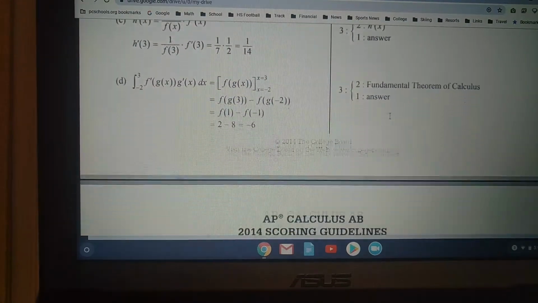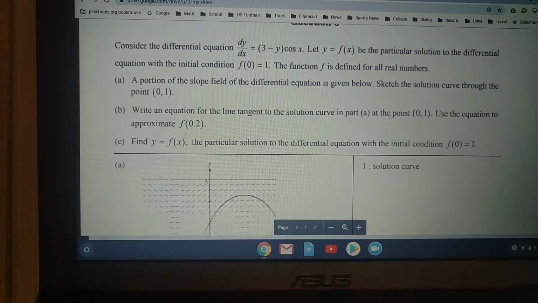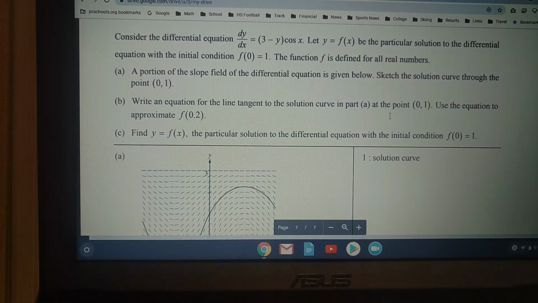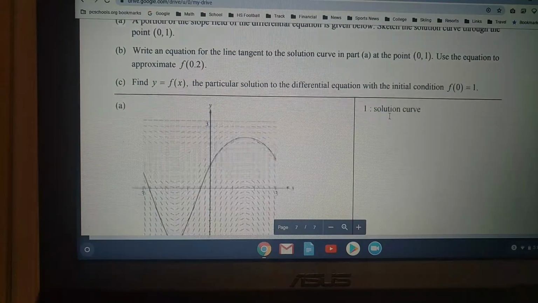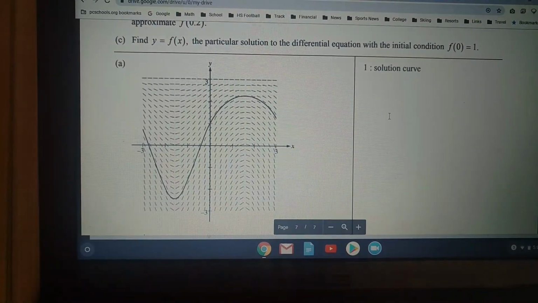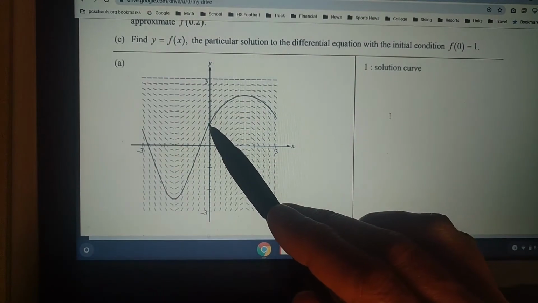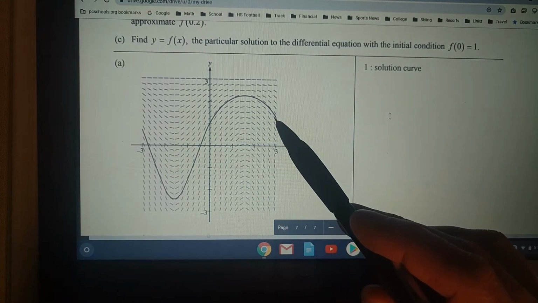All right, score that out of 6, and we'll go to our last question. Our last question is a classic separable differential equation question. This one is going to be one where we have to solve for a particular solution. First, we have to sketch a solution curve through a slope field. Here are the key points. It must go through this point right here. It must go up after that and then come back down.